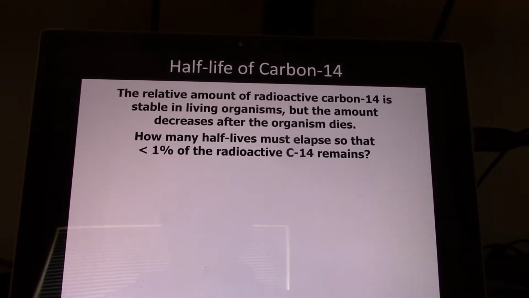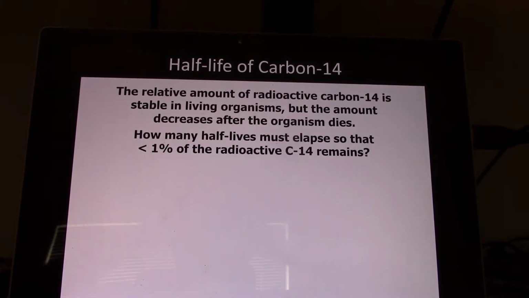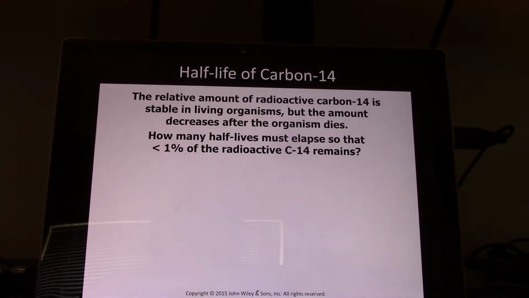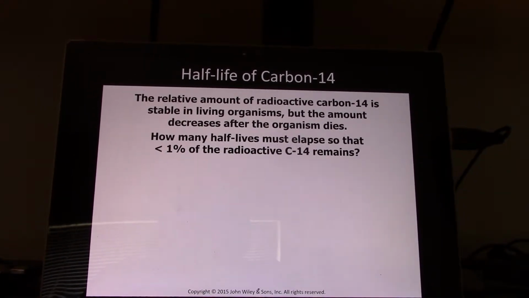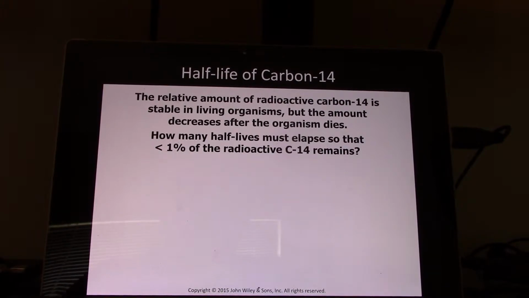And living things have to eat. So every day you eat carbon from your food. And therefore every day an animal is alive, you get more carbon-14 coming into your body. However, when an organism dies, one of the first things they stop doing is they stop eating. And when they stop eating, there's no more carbon-14 coming in, which means what's there just starts slowly decaying.